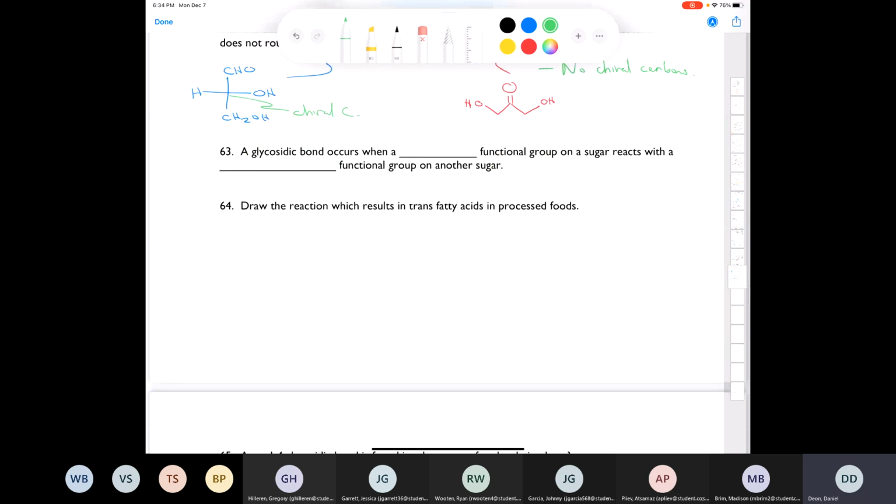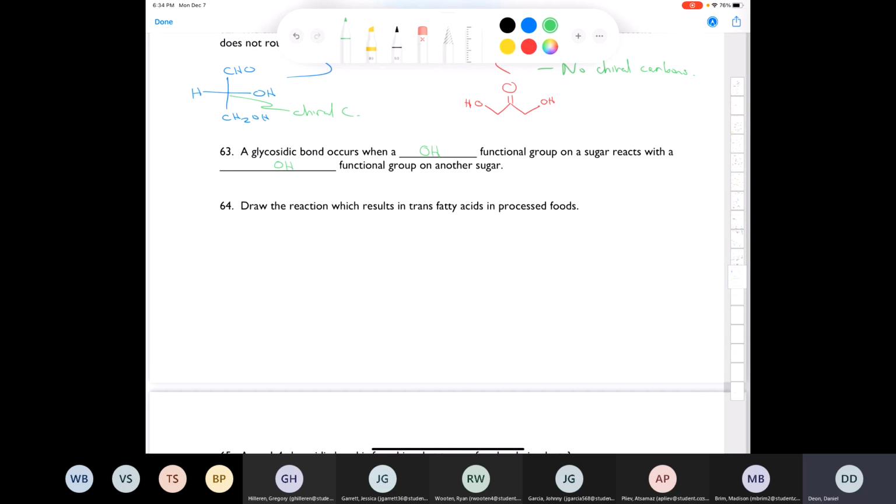Number 63, a glycosidic bond occurs when a blank functional group of a sugar reacts with a blank functional group of another sugar. So for example, if you look at a disaccharide like maltose or lactose, they are formed by glycosidic bonds, and they're formed between the hydroxyl functional group on one sugar and the hydroxyl on another.